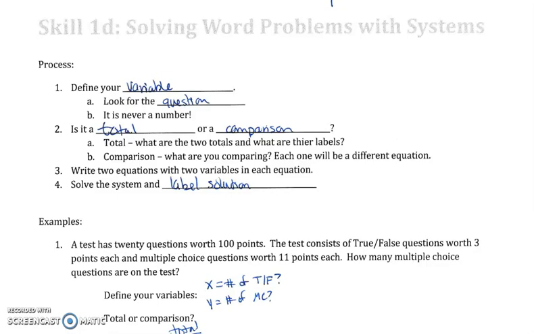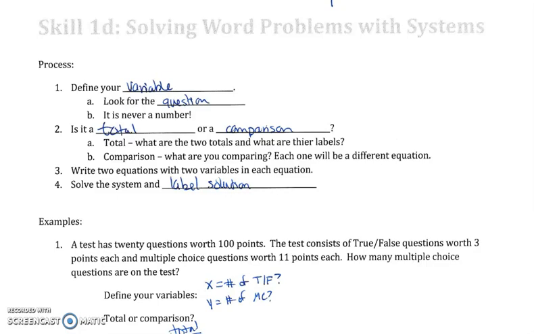Is it a total or is it a comparison? Now, that's not always going to be every option, but that's going to be the majority of your options. There are other ways that you might have to write equations, but these are usually two of the common ways. A total. What are their two totals and what are their labels? You should be able to pull them out. So are your totals money and pounds of meat? Are your totals people on plane A and plane B, class A1 and class B1? Look for the totals. That's going to help you, or look for the labels, because that's going to help you write your equations correctly.